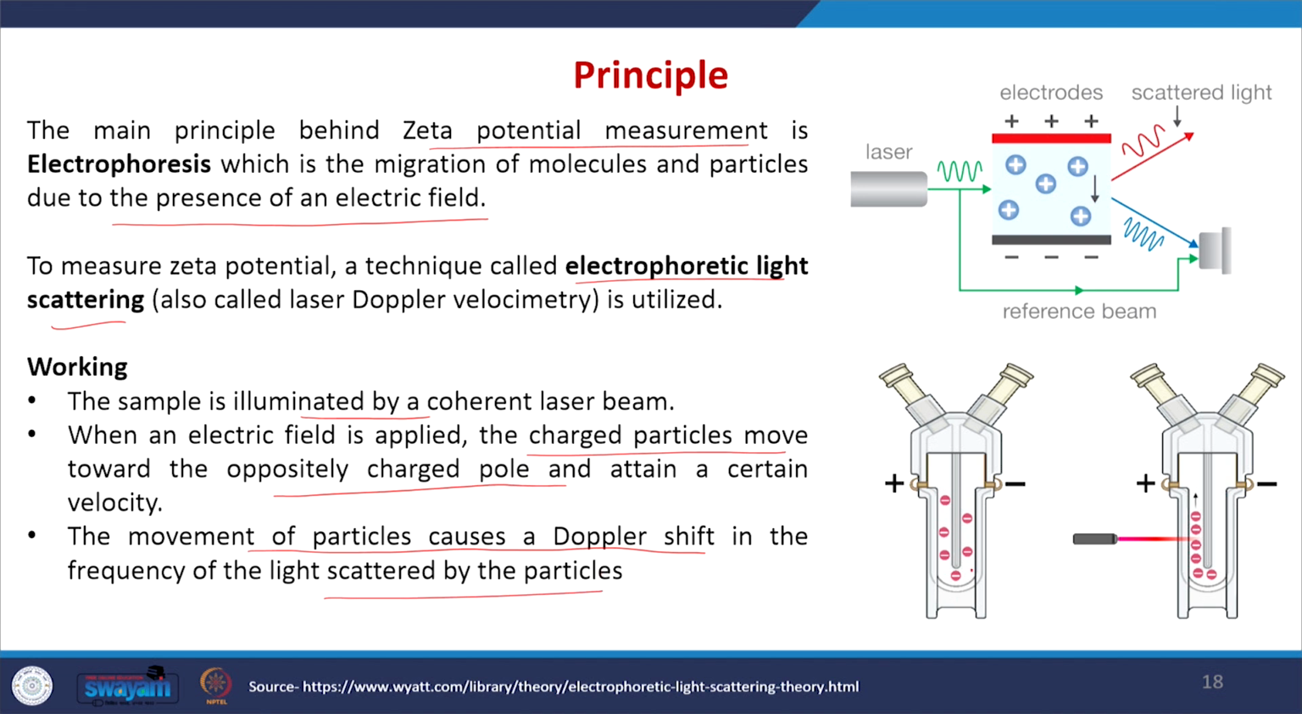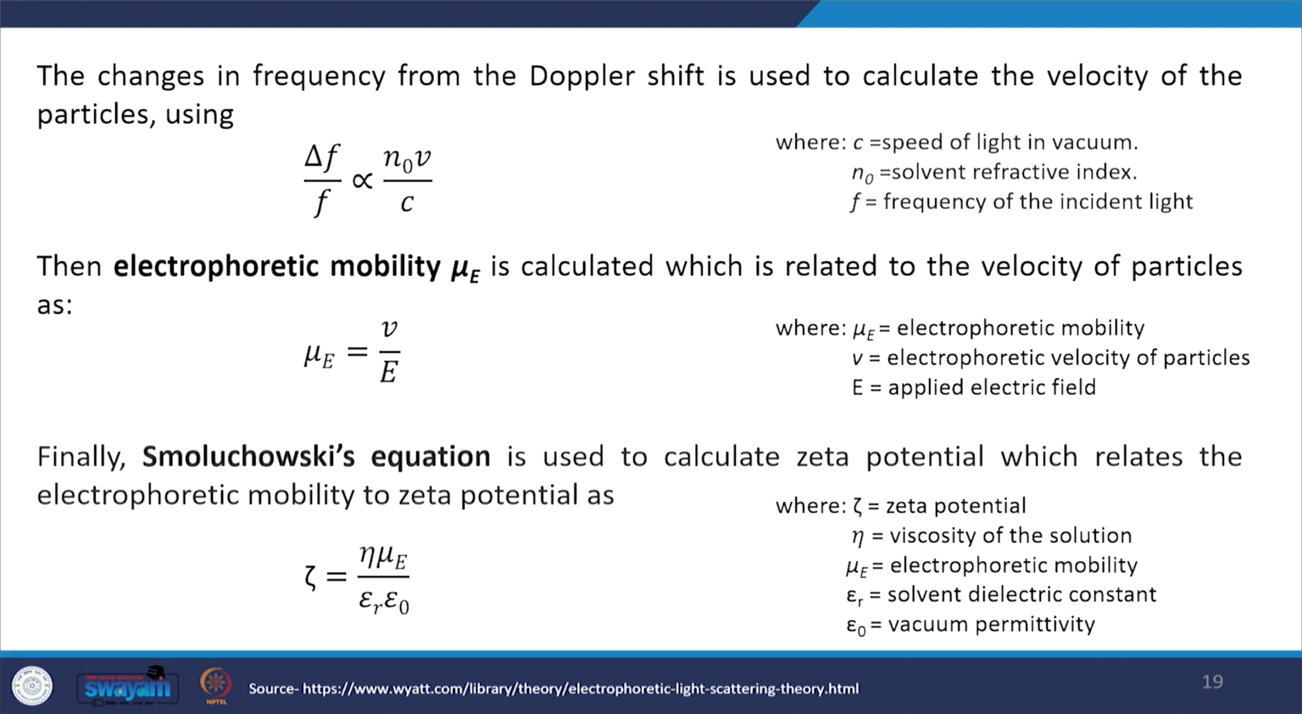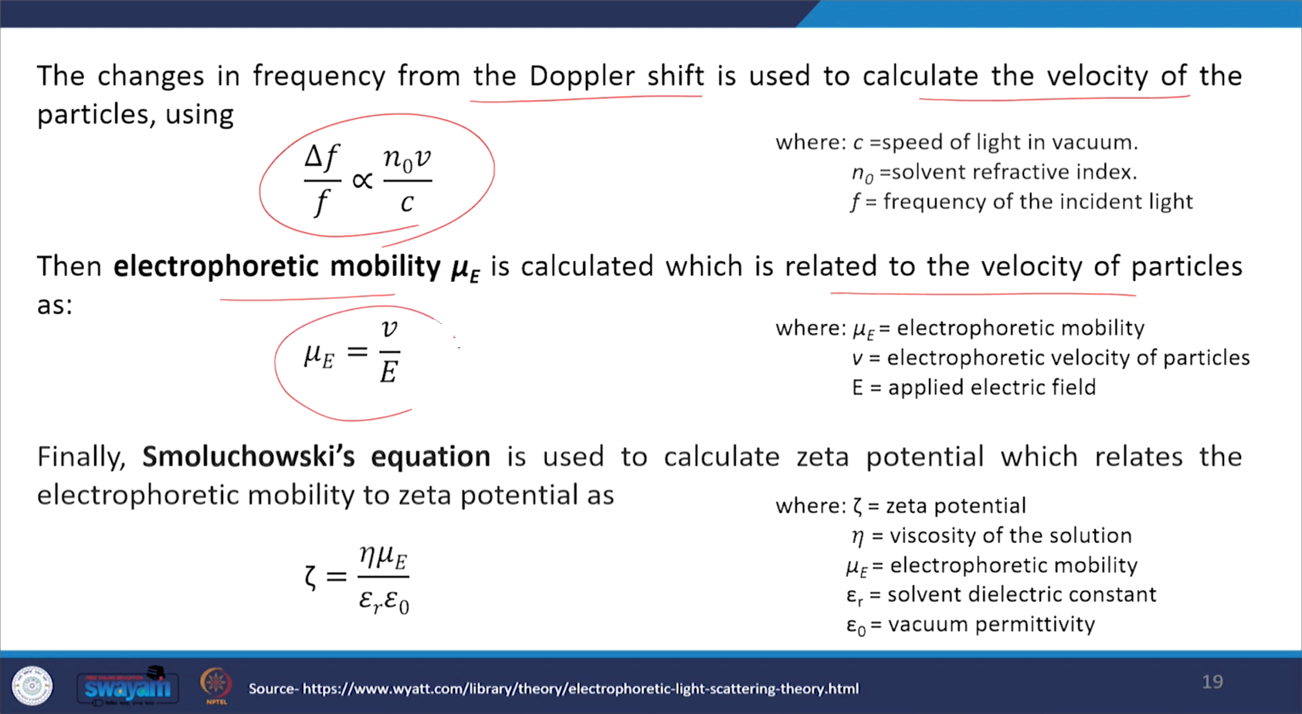The movement of particles causes a Doppler shift in the frequency of the light scattered by the particles. You can see here, if you have negatively charged particles, these particles move towards the positive charge. When the particles are moving, that will cause the Doppler shift, and that will lead to a difference in the frequency of the light scattered by the particles. The change in frequency from the Doppler shift is used to calculate the velocity of the particles using this equation. Then electrophoretic mobility, which is related to the velocity of the particles, is calculated using this equation. Finally, by using this equation, we can calculate the zeta potential, which relates the electrophoretic mobility to the zeta potential.